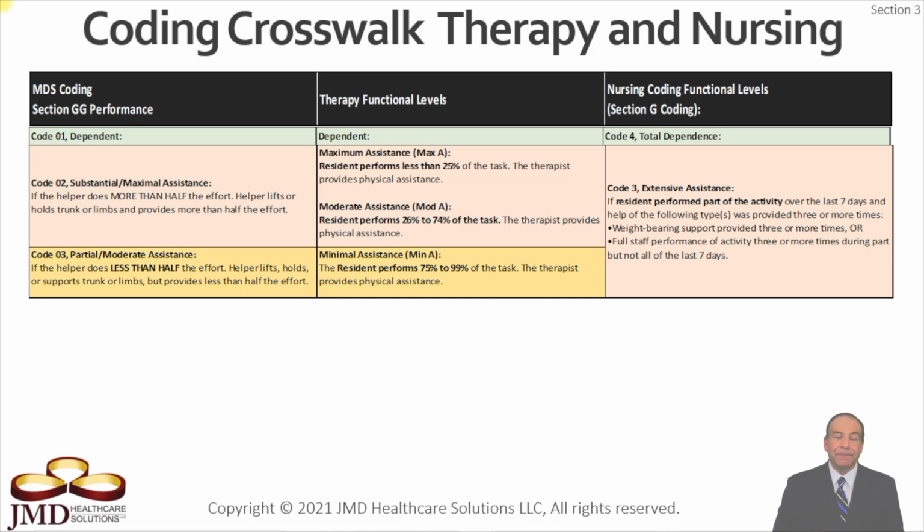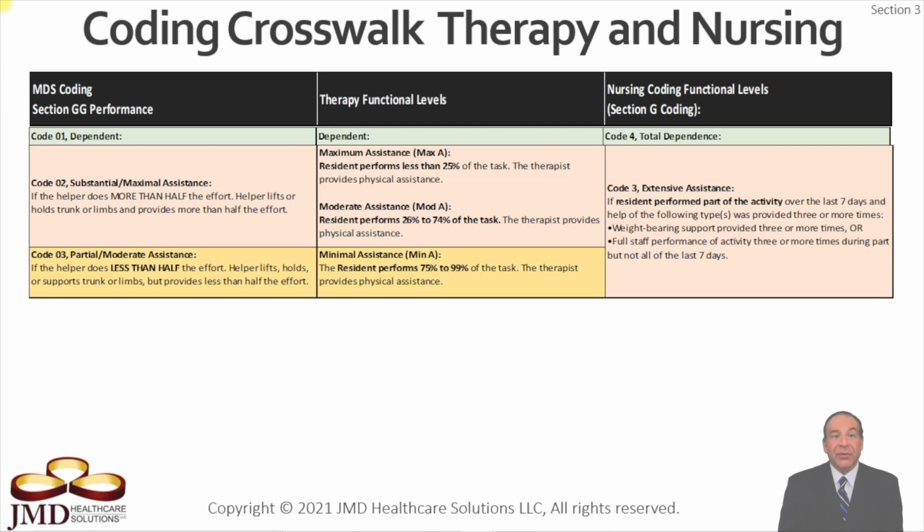So 02 is going to be that maximum assist, substantial assist, more than half on the MDS. That could fall under max assist or moderate assist for therapy. I mean, it could be either one of those because that's how therapists do stuff. And then for Section G, it is going to be that 3, extensive assist, which is pretty much one of the flaws they had with G. It went from something like a touch assist to that, and there was no middle ground there.